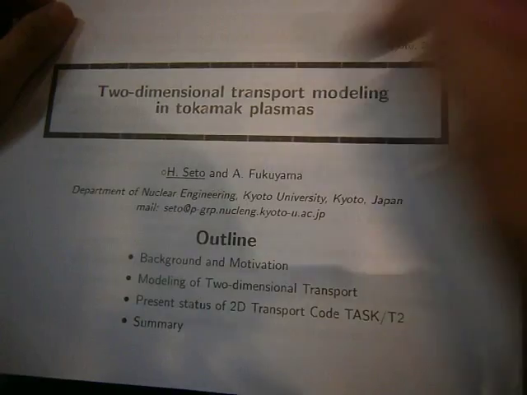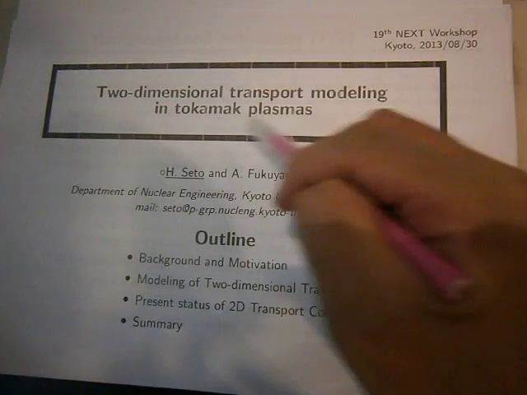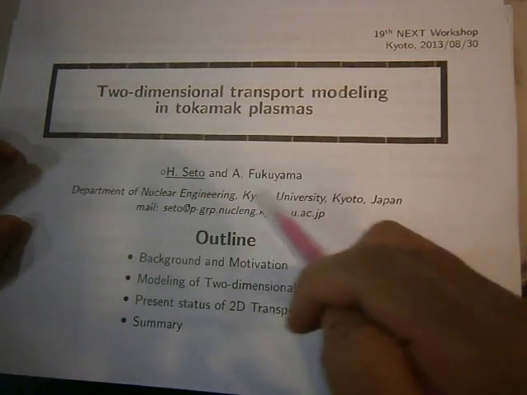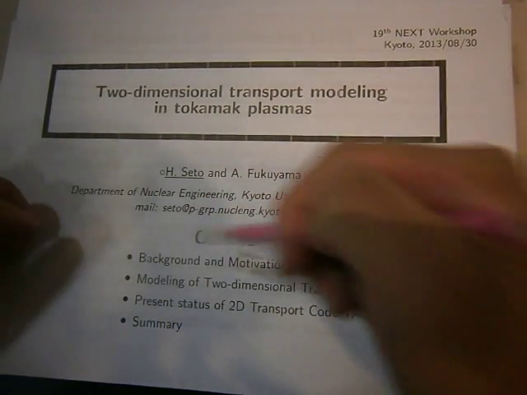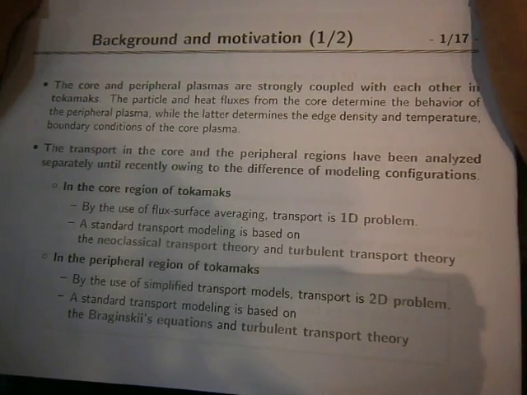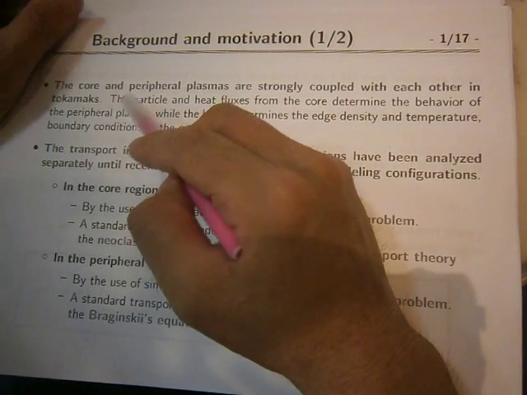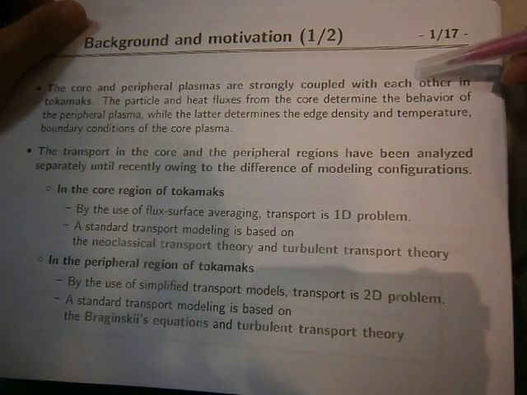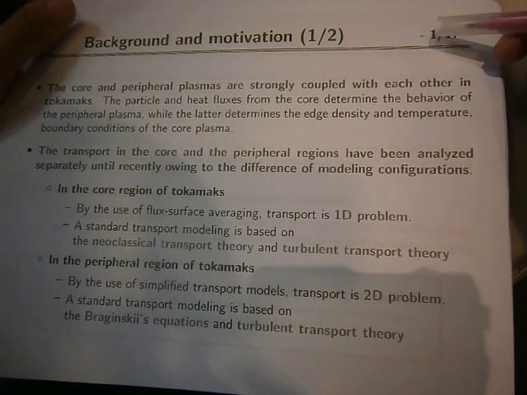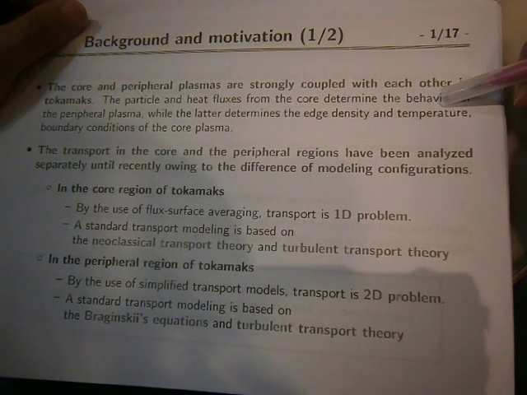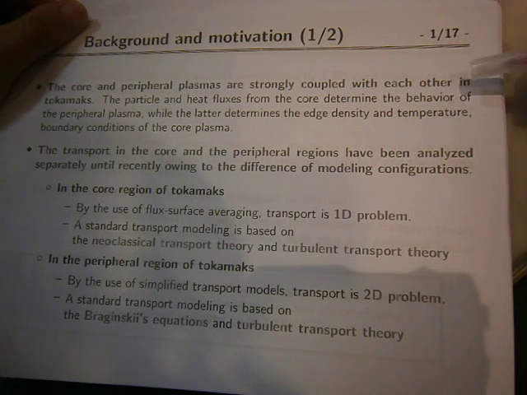Next, a two-dimensional transport model in tokamak plasma. Development of nuclear energy could investigate the background and motivation of the model in two-dimensional transport. Summary. Background and motivation: the core and the helical plasma are strongly coupled with each other in tokamaks. The particle flux for the core determines the behavior of the pedestal plasma, while the edge determines the density and temperature boundary condition on the core plasma.